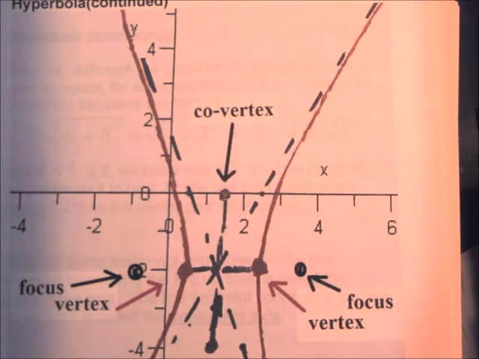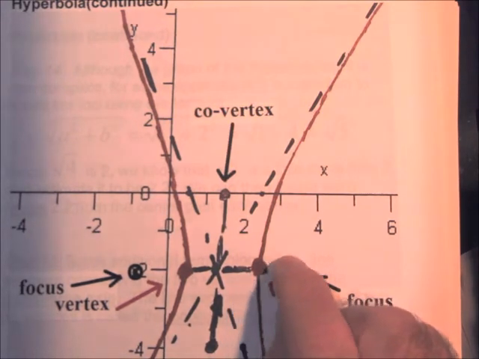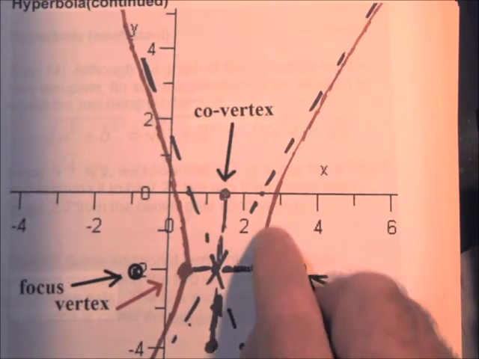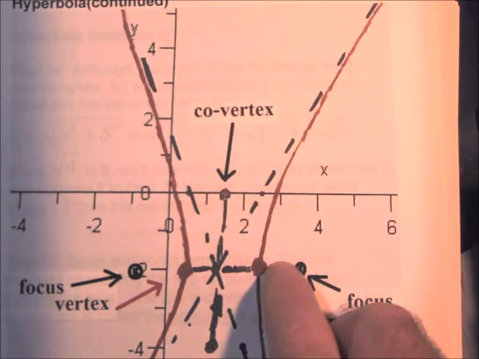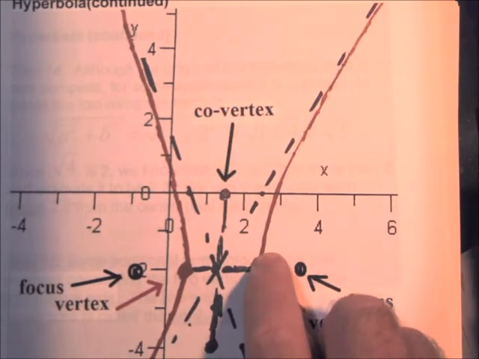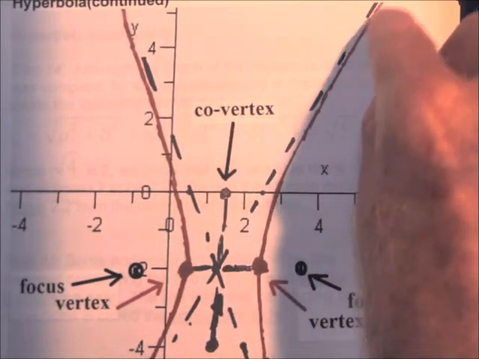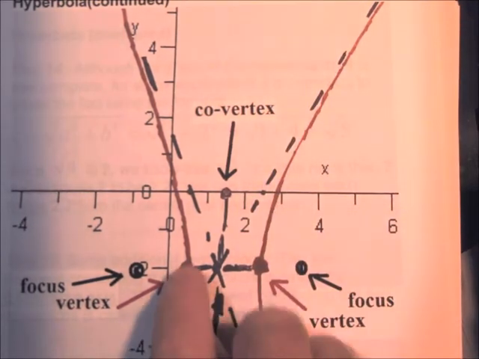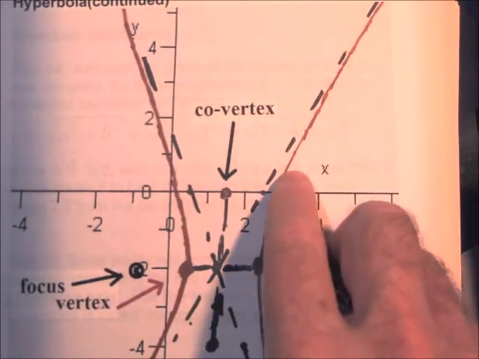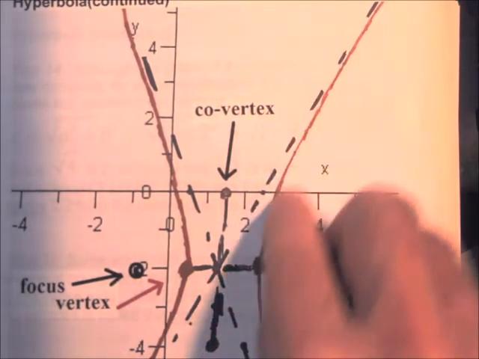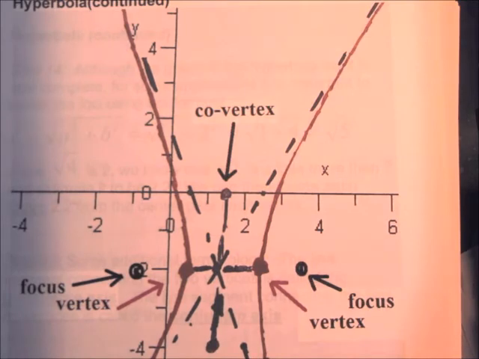And then to draw the actual hyperbola, from the vertices you want to draw a curve going toward the asymptote. So start from the vertex and go toward the asymptotes, and do that on each side. So this kind of reddish brownish curved line is the actual hyperbola.